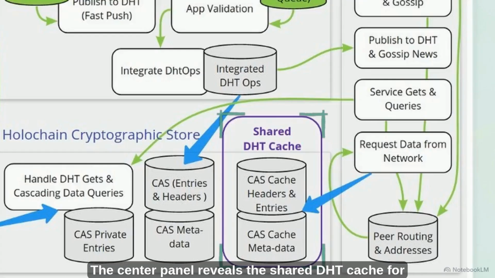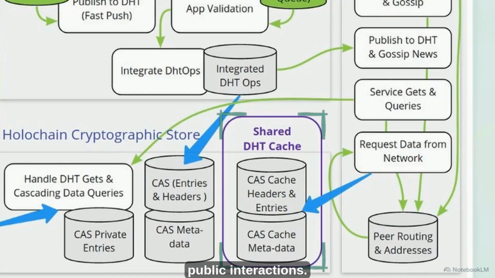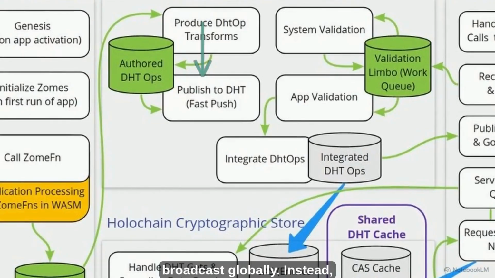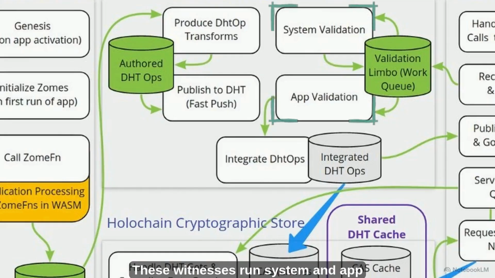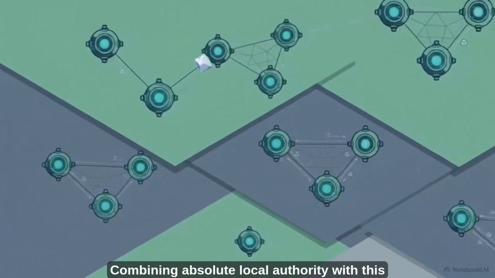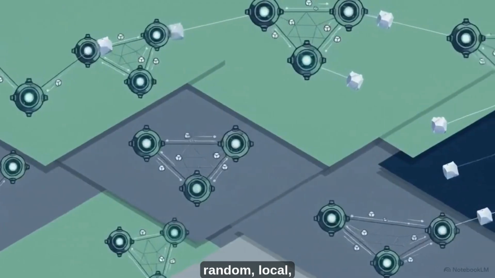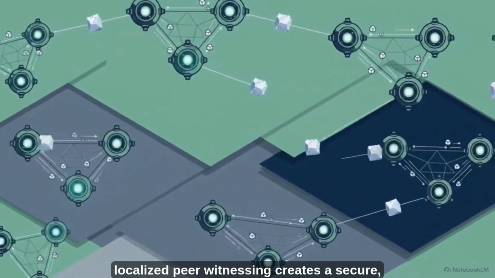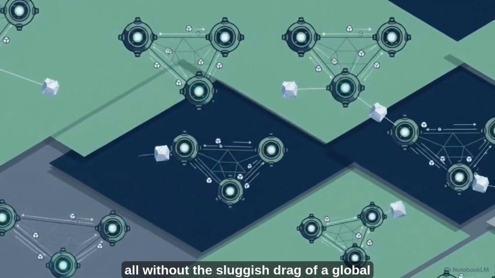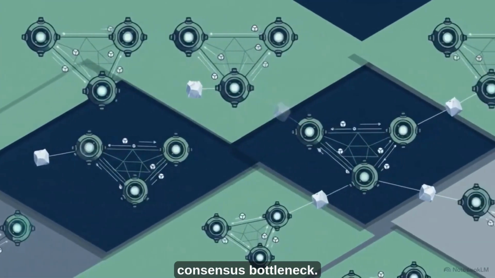The center panel reveals the shared DHT cache for public interactions. Arrows from publish to DHT show data isn't broadcast globally. Instead, sharding pushes data to small, random peer neighborhoods. These witnesses run system and app validation, storing valid data and blocking bad actors. Combining absolute local authority with this random, localized peer witnessing creates a secure, trustless environment, all without the sluggish drag of a global consensus bottleneck.